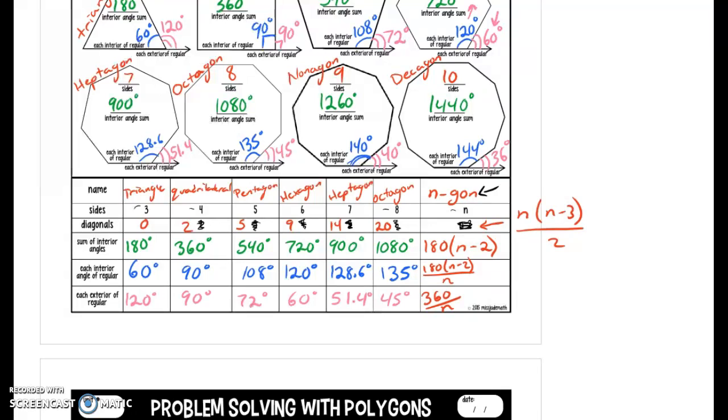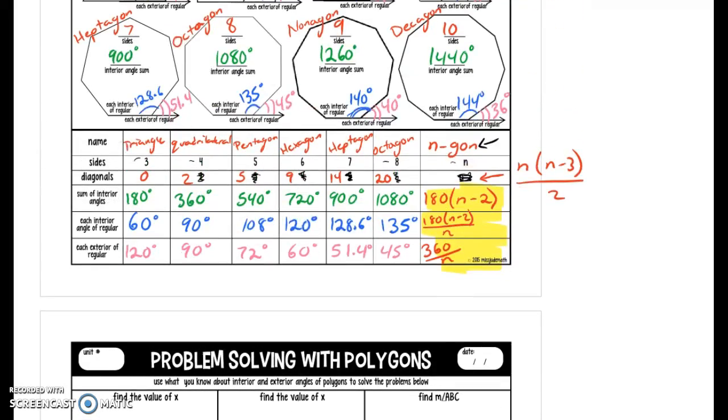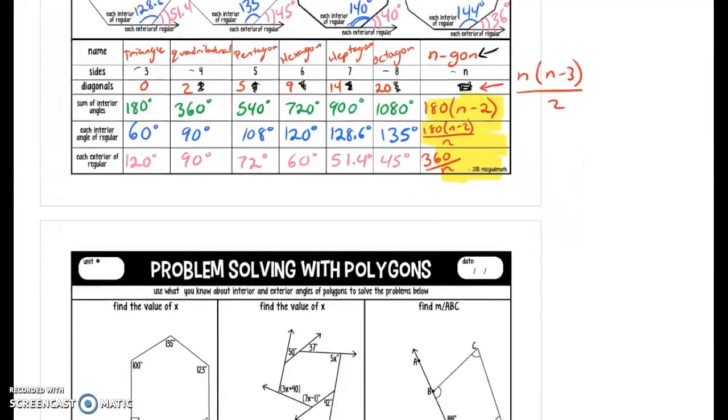You will need to memorize these formulas because you may get a question that says, how much is each exterior of a 20-sided shape? So, for example, you would just do 360 divided by 20 to find your answer. So, your homework for tonight is to finish these problems down here. Use those formulas to help you solve each problem. There should be no reason to not get them all done.